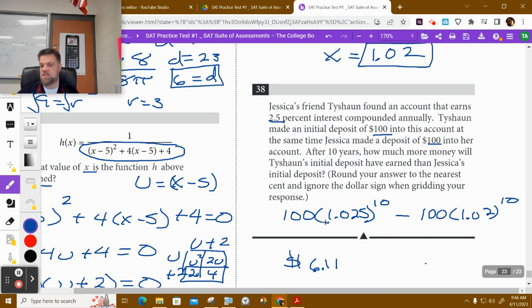It doesn't matter what this number is. This is going to be a big number, bigger than 100. And then you subtract the other one. That's it. We are done.